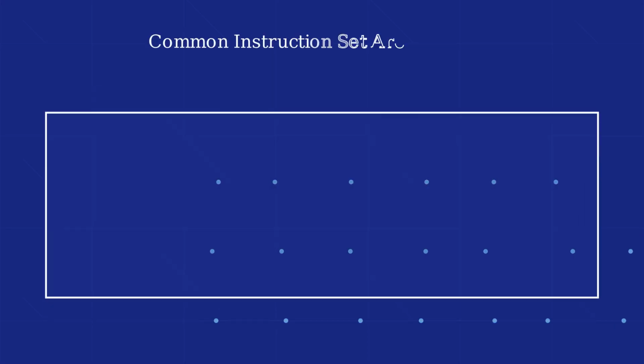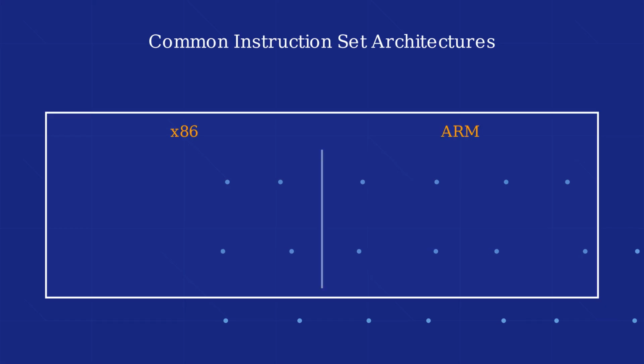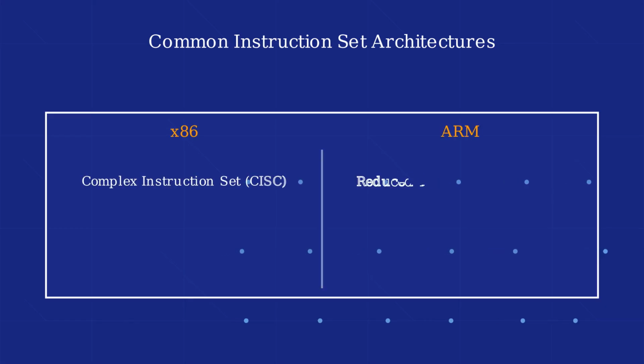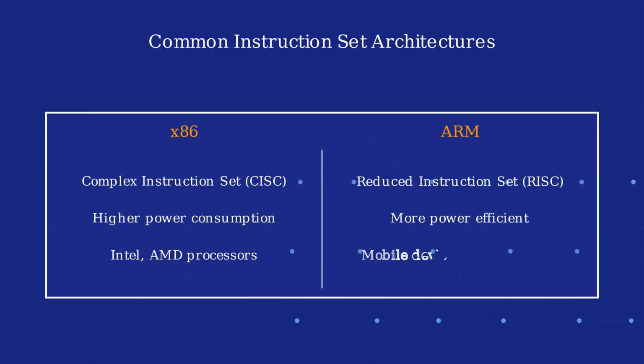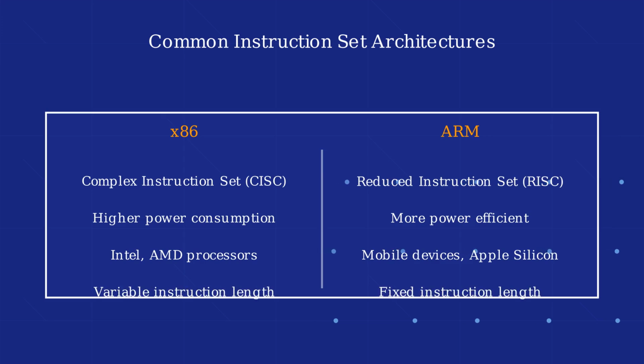There are several instruction set architectures in use today, but two of the most common are x86 and ARM. x86, used by Intel and AMD, is a complex instruction set computing architecture, while ARM is a reduced instruction set computing architecture. ARM processors are generally more power efficient, which is why they dominate mobile devices and are increasingly used in laptops like Apple Silicon. x86 instructions can vary in length, while ARM instructions have a fixed length, making them easier to decode.